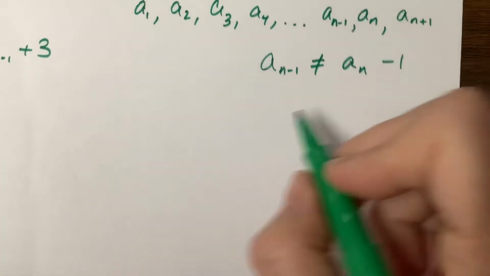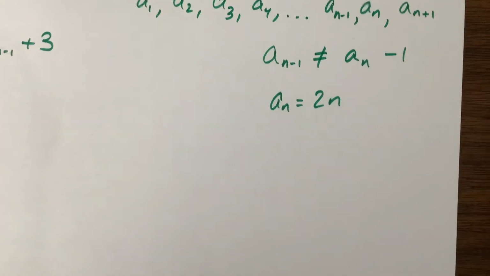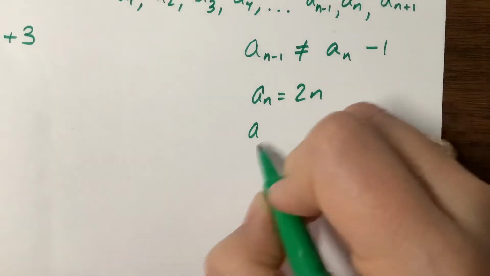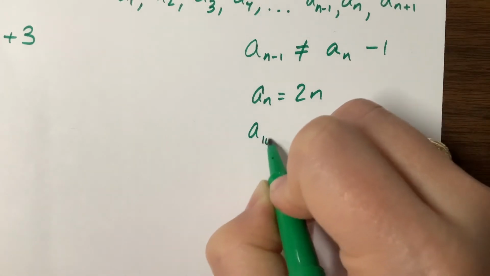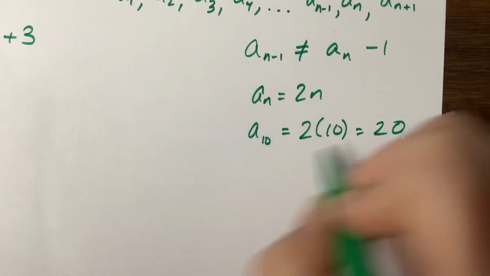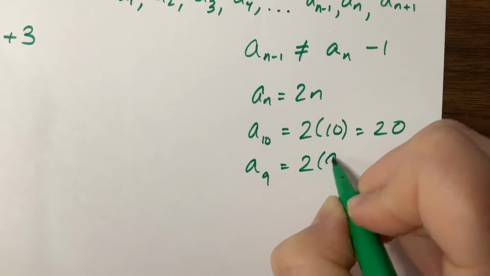So like if I said a sub n was just equal to 2n, so all the even numbers are my sequence here, then a sub 10 would be equal to 2 times 10, which is 20. A sub 10 minus 1, a sub 9, would be equal to 2 times 9. That's a 9.